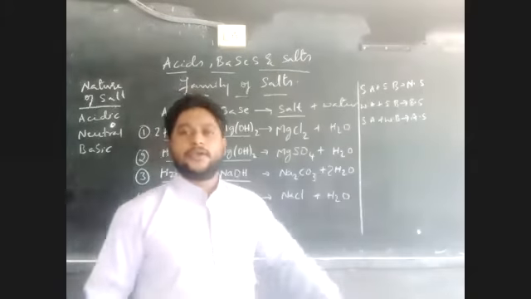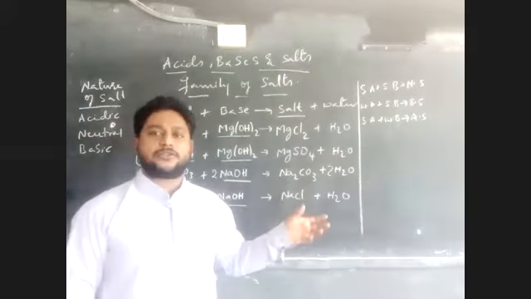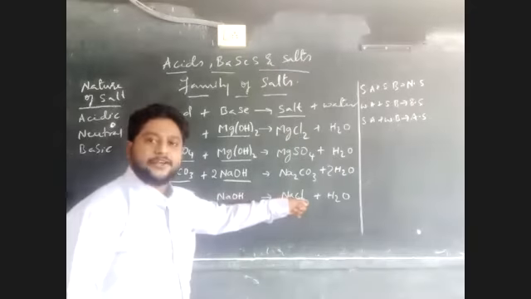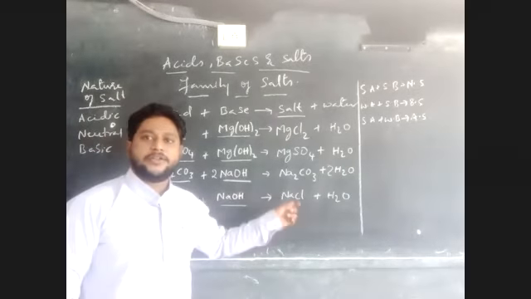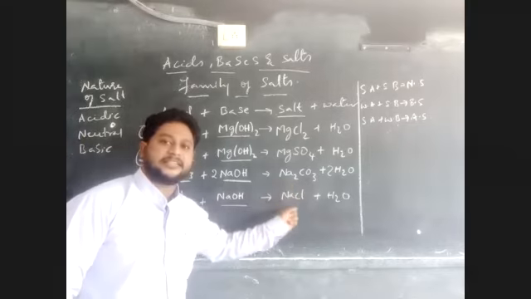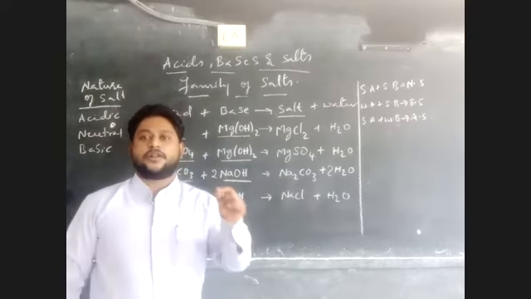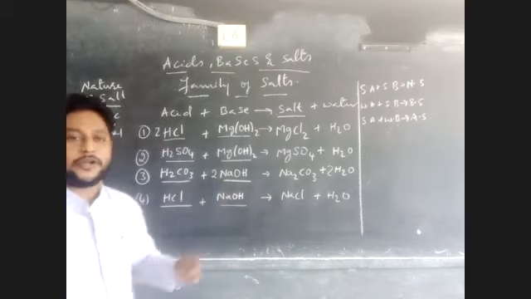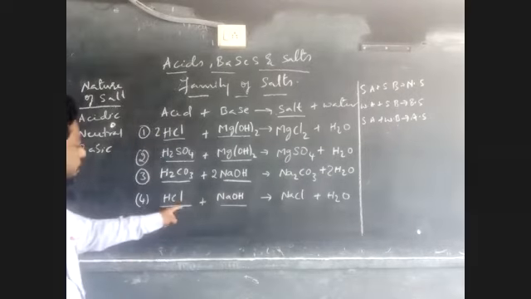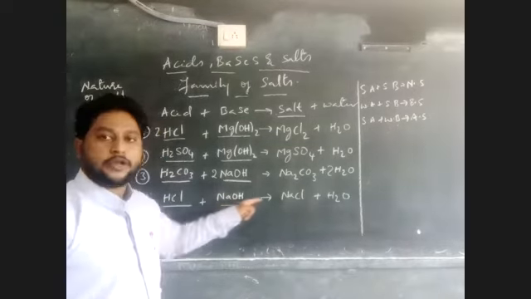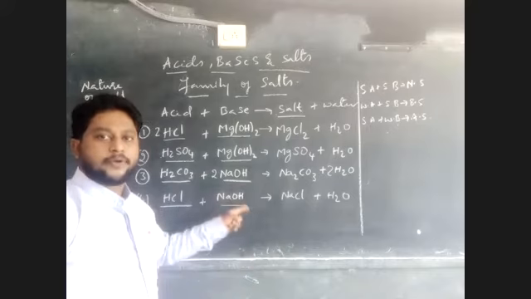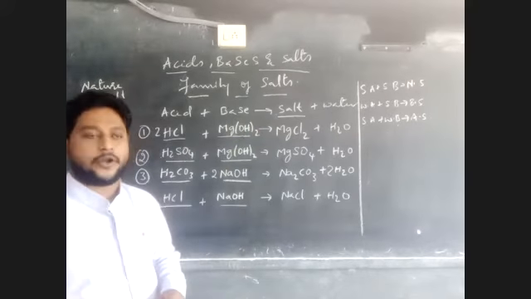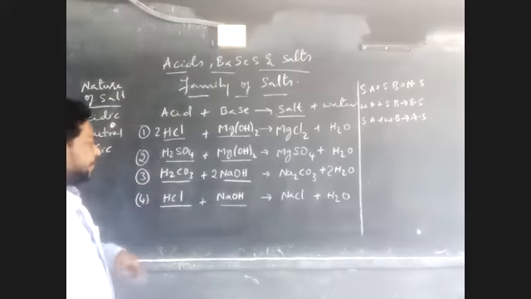Acidic salt. So when do you get neutral salt? When there is a strong acid and strong base, you get the neutral salt. Now sodium chloride is an example for the neutral salt. It is formed by the combination of strong acid and strong base. So sodium chloride is an example of what? Neutral salt.